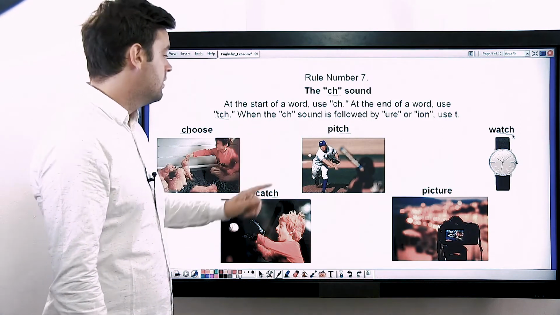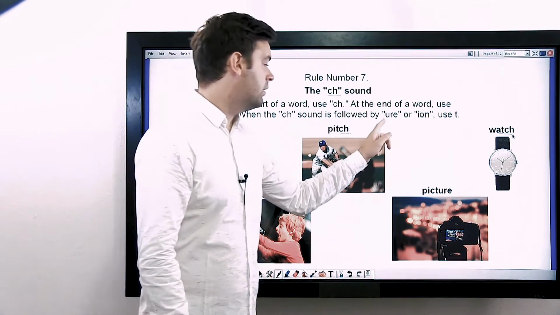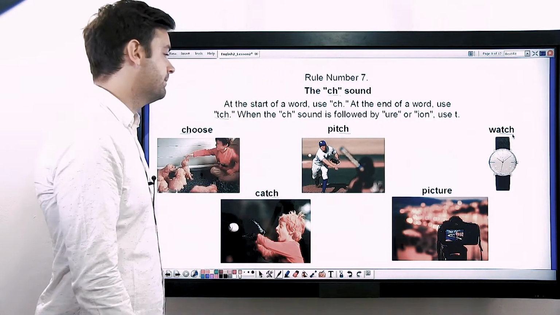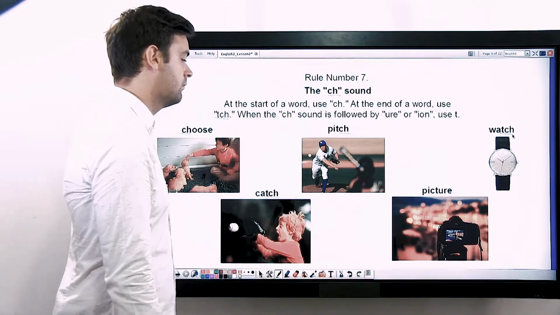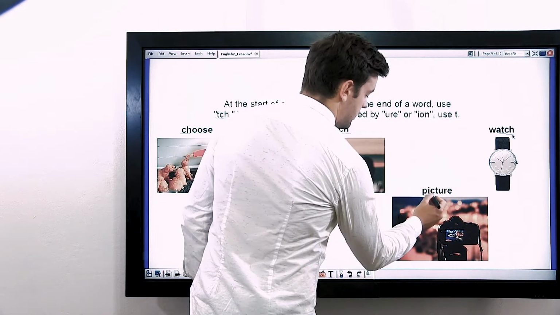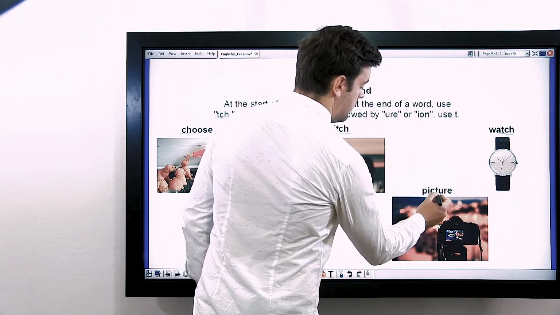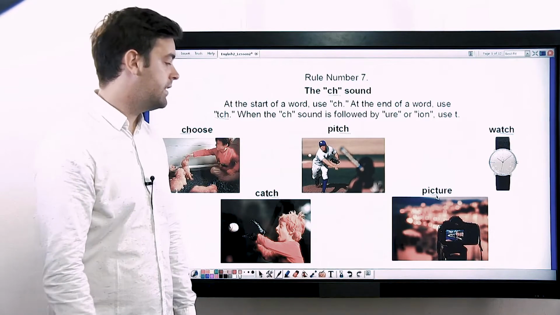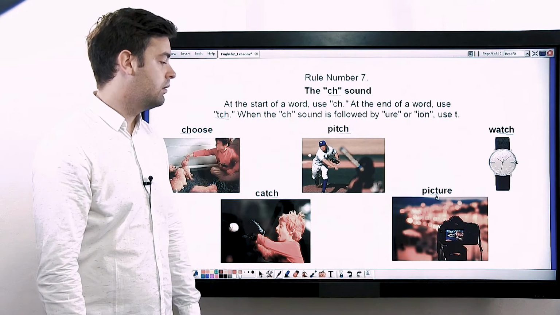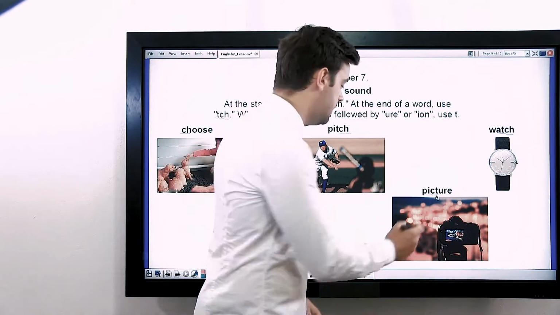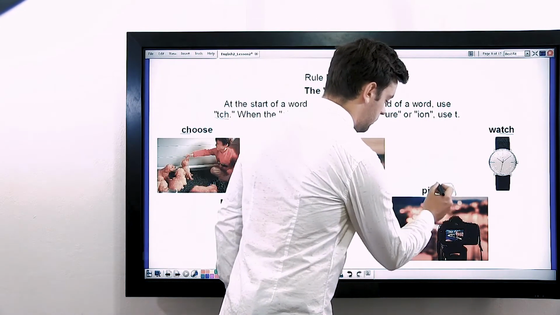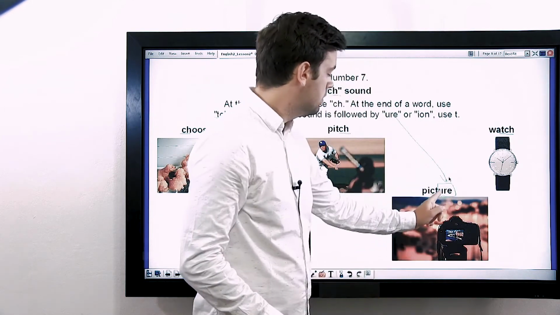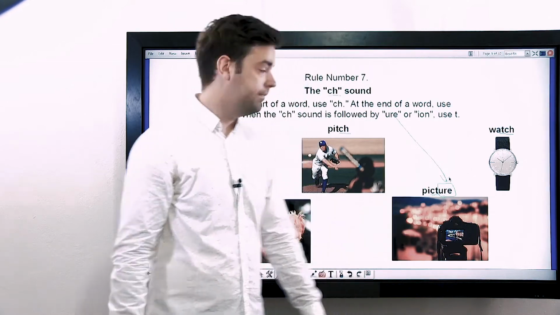When the ch sound is followed by U-R-E or I-O-N, use T. Ch sound here, picture. We use a T, not a ch, a T. Picture. So U-R-E, we use a T.